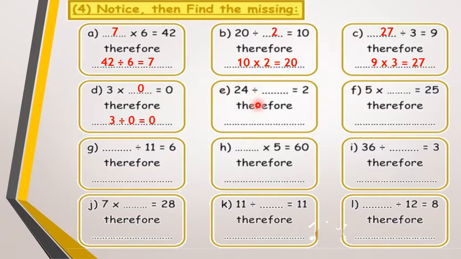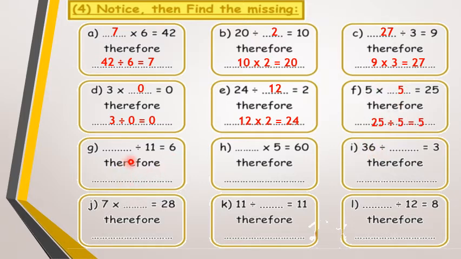Okay, 24 divided by what will give you 2? It means that there is a number that when you multiply by 2, it will give you 24. So I will search in table 2 for what gives me 24, it's 12. Now 12 multiplied by 2, I know that it will give me 24. 5 by what gives you 25? I will search in table 5 for the number that gives you 25, it's 5. This means that 25 divided by any of these factors will give you the other factor.